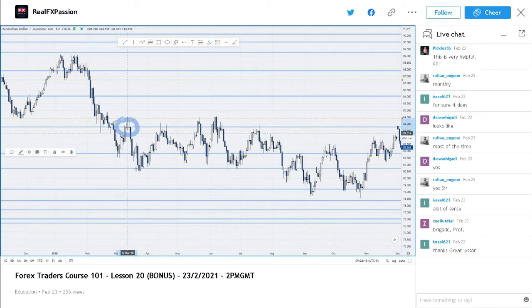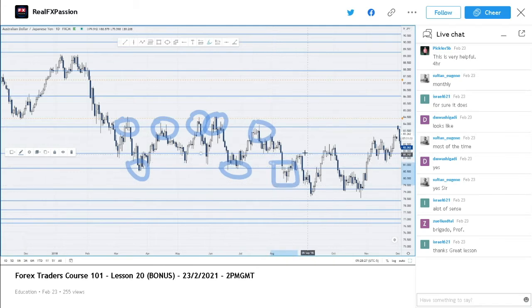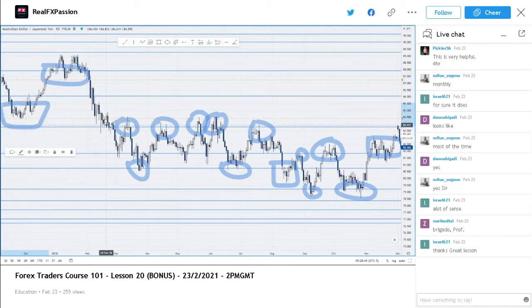How curious, the market reacted here, reacted here, reacted here, didn't react here, but it reacted here, reacted here, didn't react here, reacted here, everybody, didn't react here. So the circles are how many times the market respected the monthly pivot points, and the quadrants are the times that the market didn't respect or didn't care.